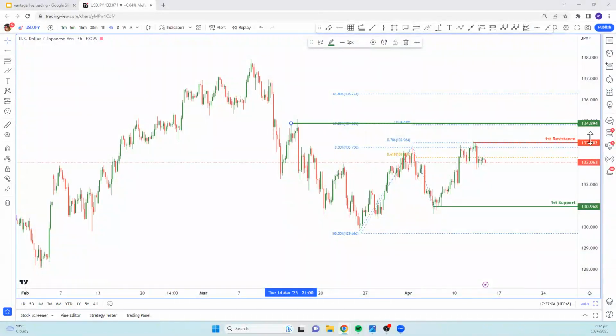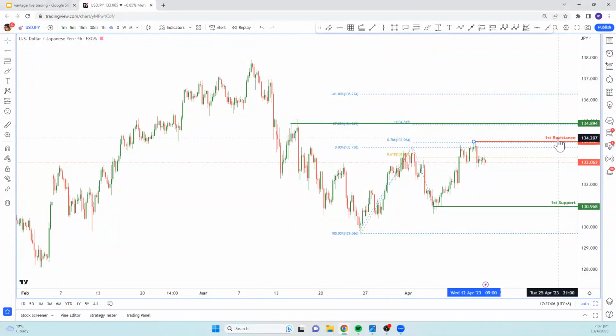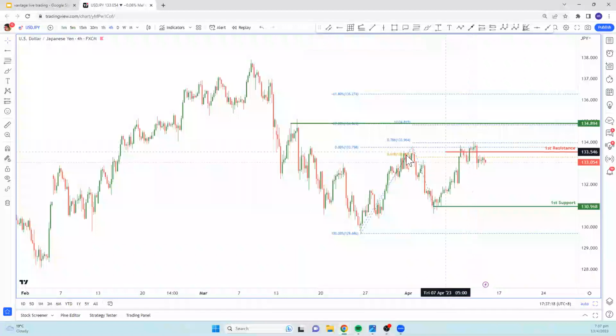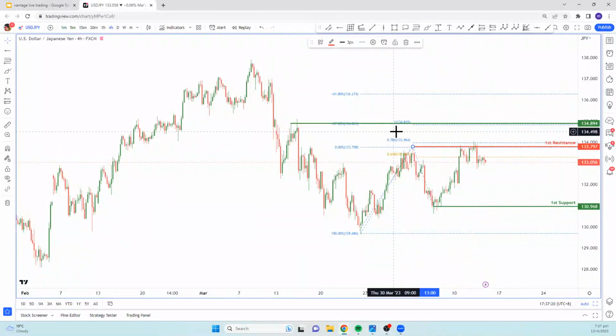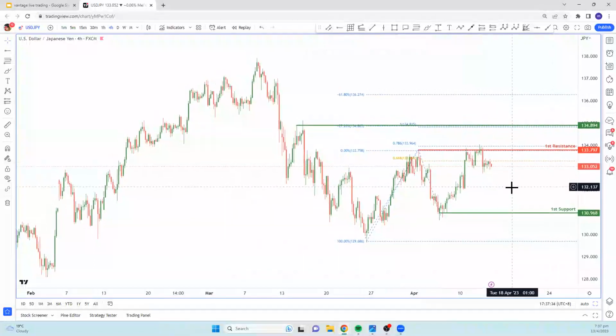Okay, so in the beginning, you would have noticed that I always put my first resistance and first support graphically. So I just take note of where the closest swing high and swing low levels are first. And then based off of your Fibonacci levels, or if you use a pivot point strategy as well, feel free to use that indicator and adjust your support and resistances accordingly. But firstly, we always do a graphical analysis first.